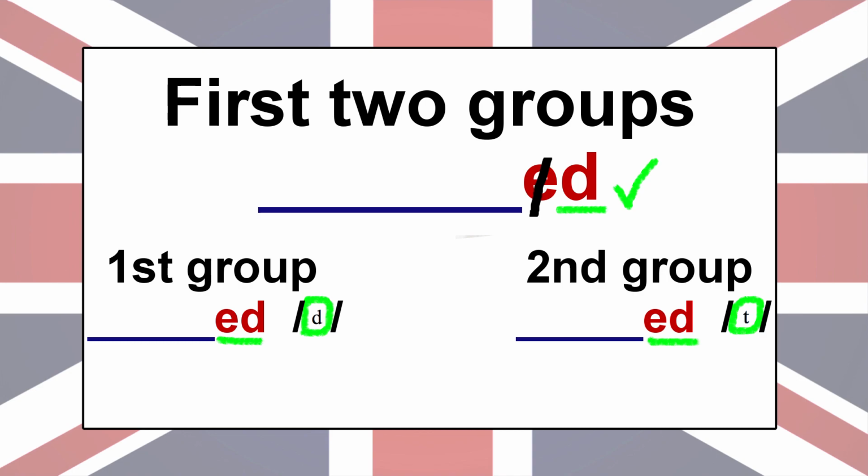So we have the base verb, love. In the past, we pronounce it loved. Okay? What if we have the verb live? In the past, we pronounce it lived. Another example of this, play. And we say played.